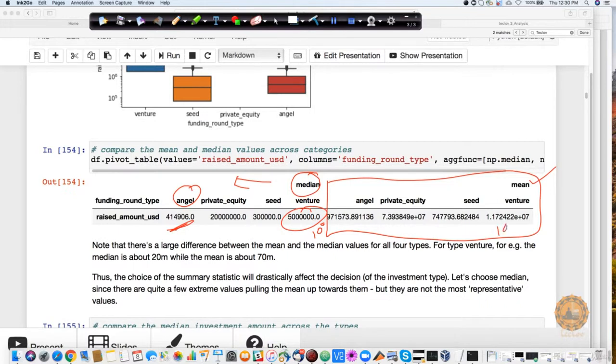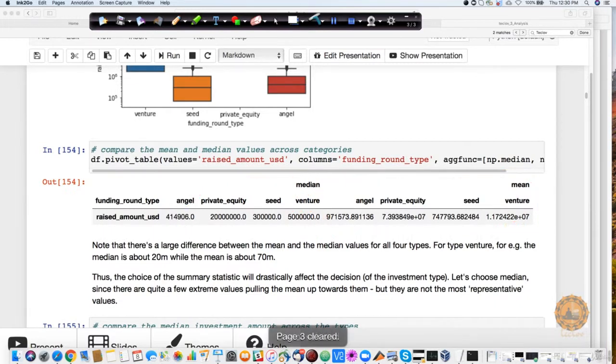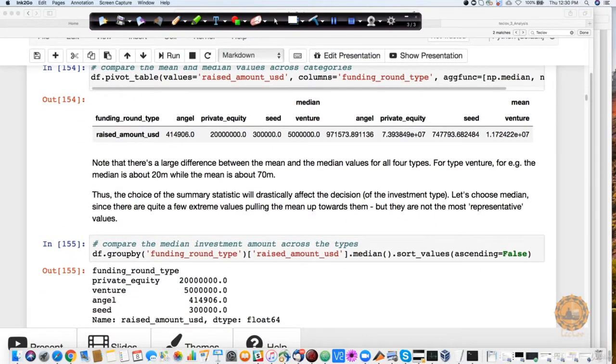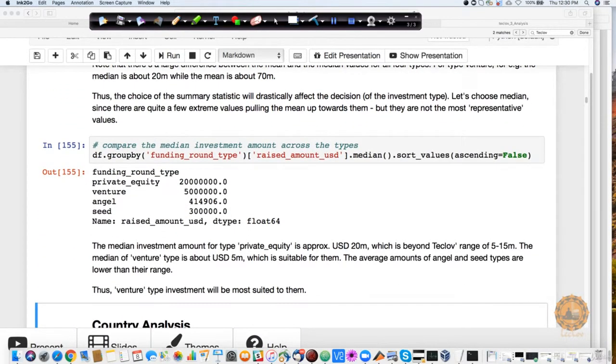But if you compare here, this is 10 to the power 7, right? So there's a huge difference popping up here. You can compare for the others also. You can see there's a huge difference between median and mean. So this tells us that we should probably look at the median instead of the mean value. So now let's compute the median for all these investment types: private equity, venture, angel investment, or seed investment.